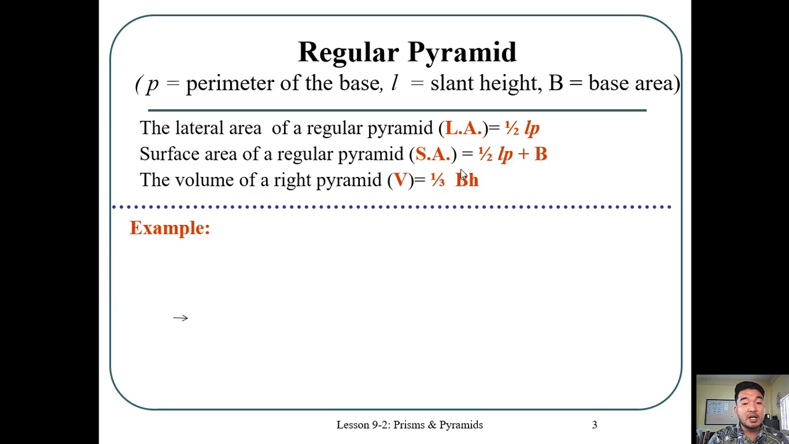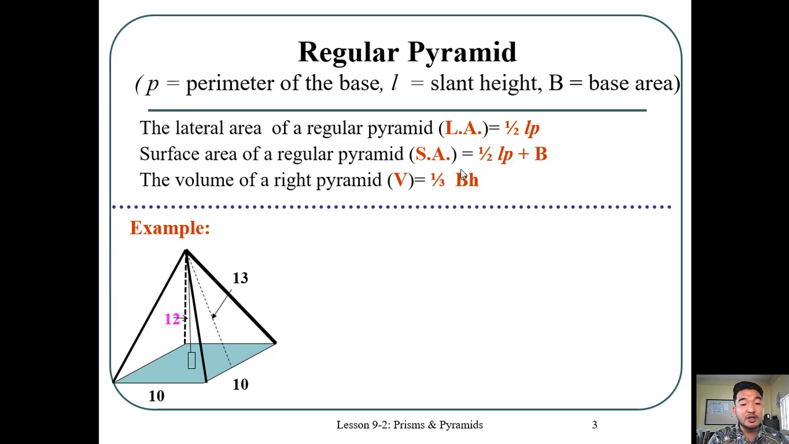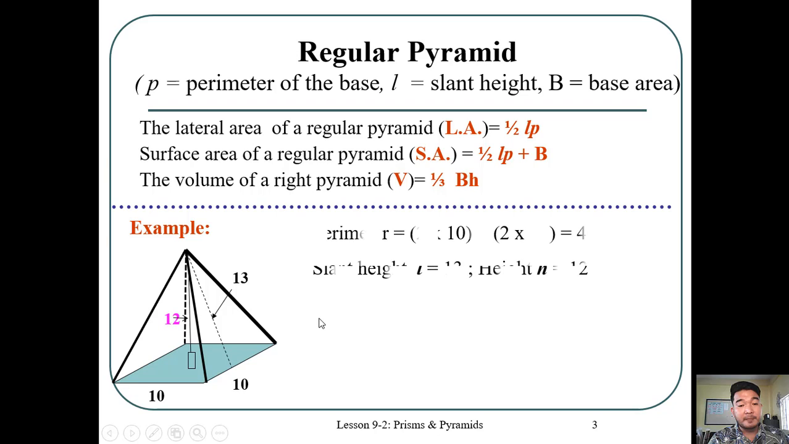Let us have an example on how to solve for LA, SA, and volume of a regular pyramid. So let's take a look at this figure. We have the base. The base is a square, and a square is a regular polygon. So this is a regular pyramid. The altitude or the height of this pyramid is 12 and the slant height is equal to 13. We solve for the perimeter first. Perimeter is equal to 2 times 10 plus 2 times 10, or simply 4s, 4 times side. 4s is 4 times 10, which is equal to 40.